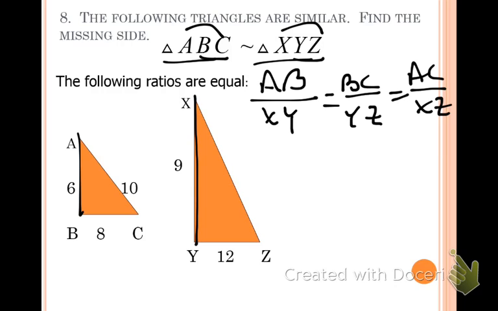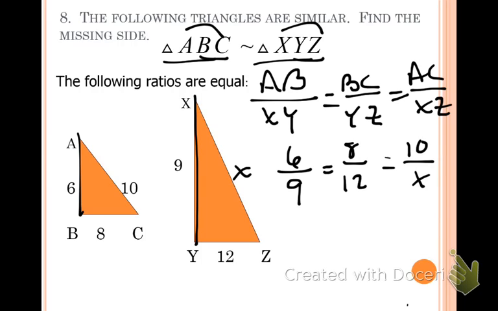In other words, I could take AB, which is 6, and compare it to XY, which is 9. And that ratio should be equal to taking BC, which is 8, and comparing it to YZ, which is 12. And if you reduce both of those down, you get 2 to 3. So those two ratios are the same. What should also be equal to the ratio of AC, which is 10, and the measure of XZ, which we don't know right now. So let it be X.